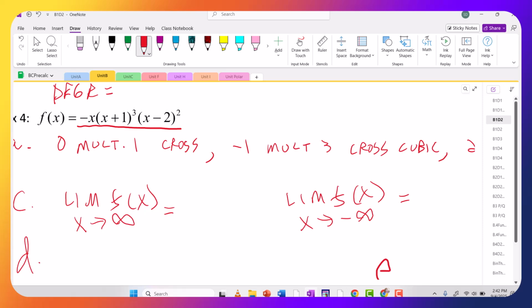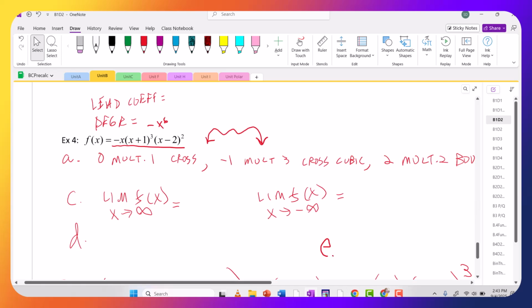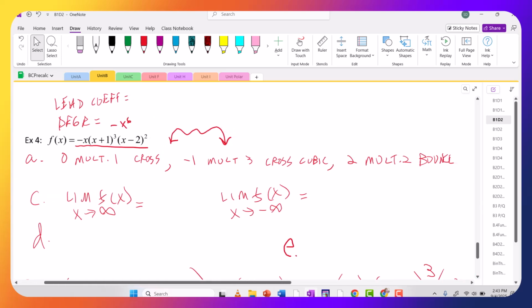3, 2, 1, go. 6. And it would be a negative x to the 6th. So it is a degree 6 with a negative, so you would expect this behavior, like down and down. But you know more about zeros. We could actually make a sketch of this. I think we're doing that tomorrow. So what are my zeros? 0. Don't forget that one. -1 at multiplicity 3. That would go through like a cubic. We could make a sketch. We'll do it tomorrow. And then 2 has multiplicity 2 and it would bounce. So that's what you're supposed to do.